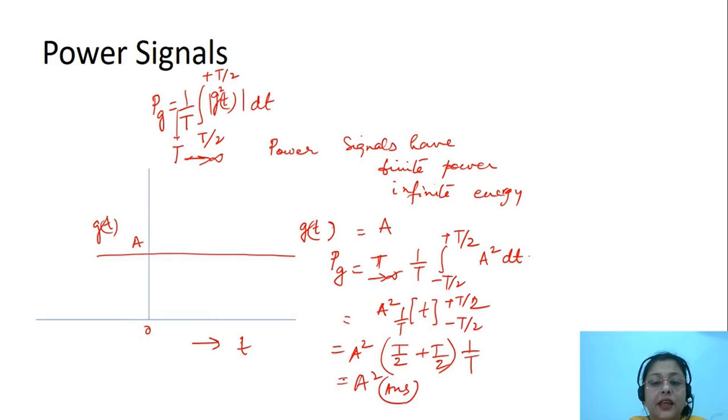So we can find that it has finite power, but the energy of the signal is not finite, because you see the signal value does not tend to zero as t tends to infinity. So this is an example of a power signal.